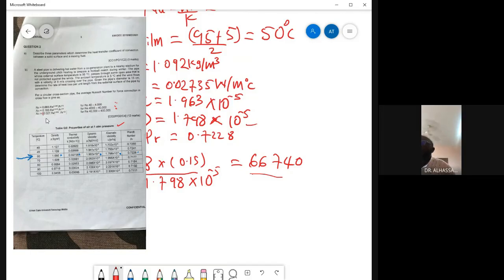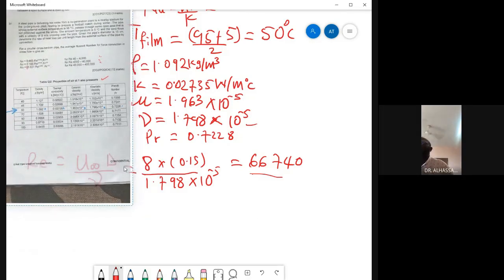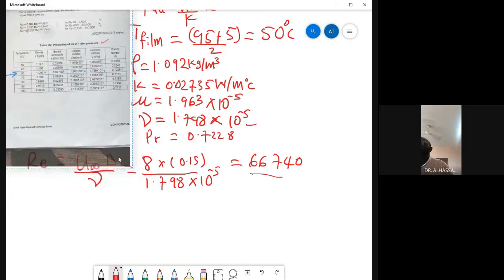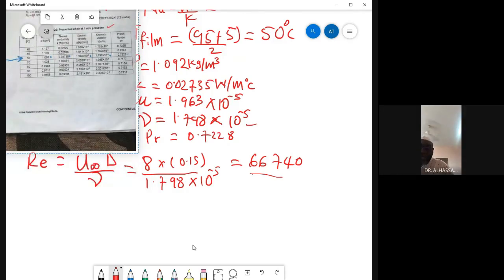So we are going to select the second one, which is, let's see over here. Oh, sorry, the last one. It's going to be the last one. Though this is 4,000 up to 40,000, here we are talking about 66,000, so it should be the last one. So the appropriate Nusselt number, suitable for this particular question depending on the given Reynolds number, is given by Nu.